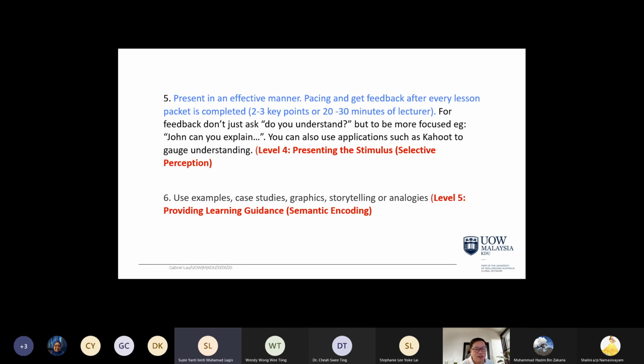I have emphasized this in many of my trainings before already. Based on Gagne's presenting the stimulus, selective perception, this is similar to what Gagne is saying over there.